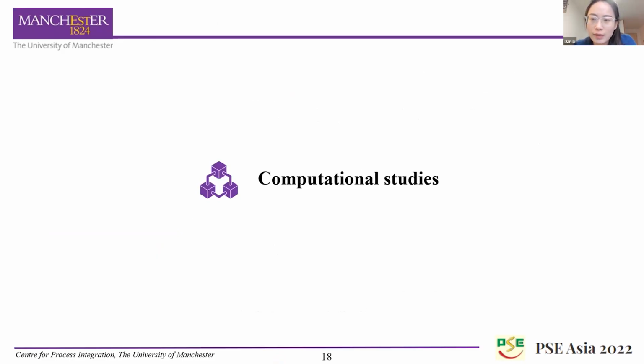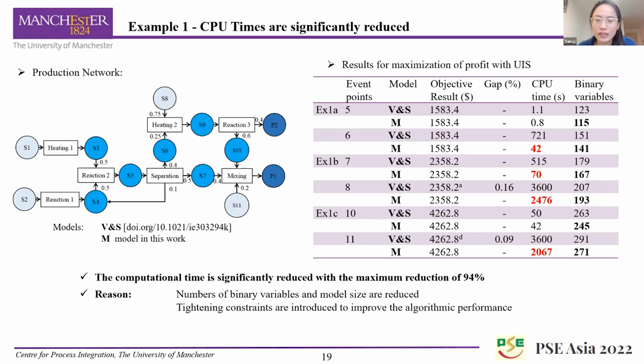Next, we address several benchmark examples using the proposed formulation to test its performance. In the first example, 3 instances with different time horizons are solved to maximize the profit. The computational results are compared with a literature work referred to as V and S. The results show that the computational time is significantly reduced, with a maximum reduction of 94%.